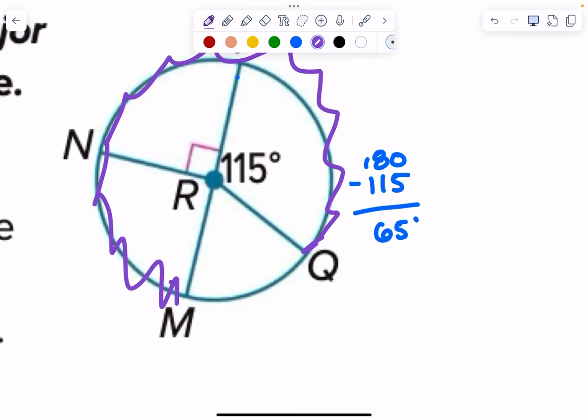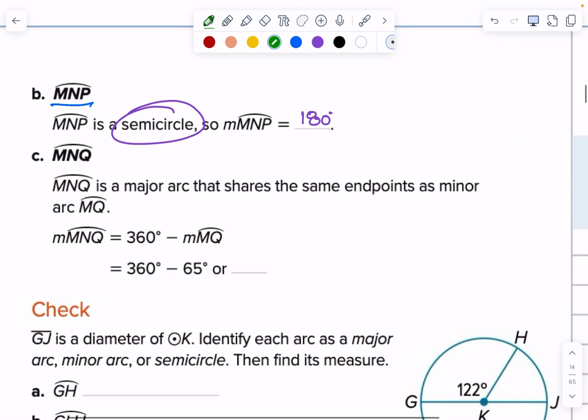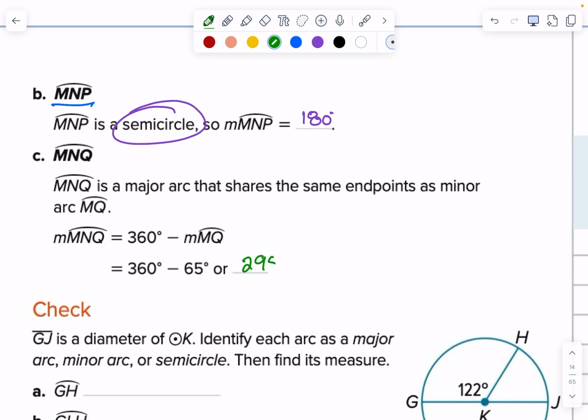We know that this guy right here is 65, so it's everything but that 65, right? 360 minus 65 is 295. Yeah? We know that this guy's 65, right? It's everything but that. So 295, and it is a major arc. Okay? Good?